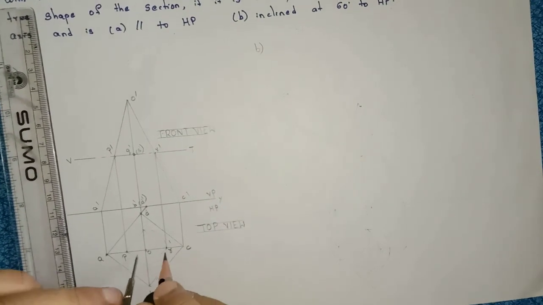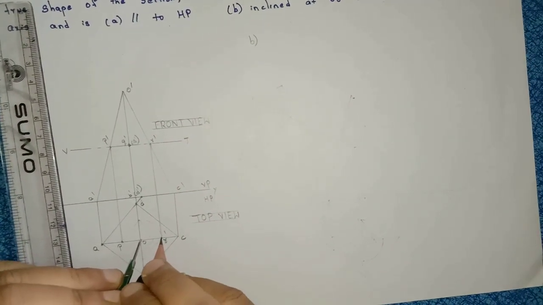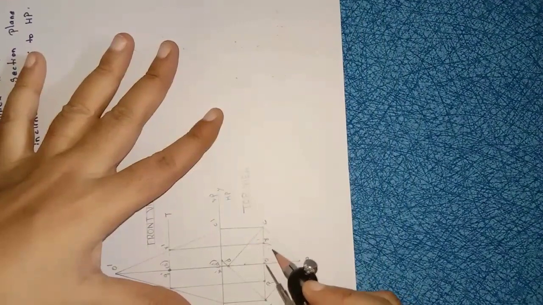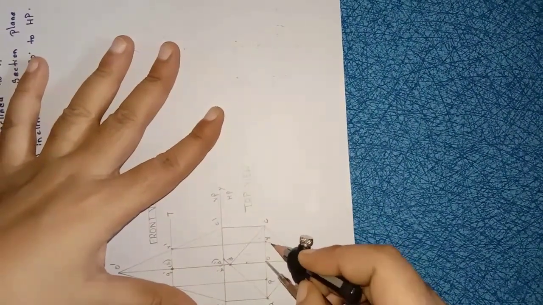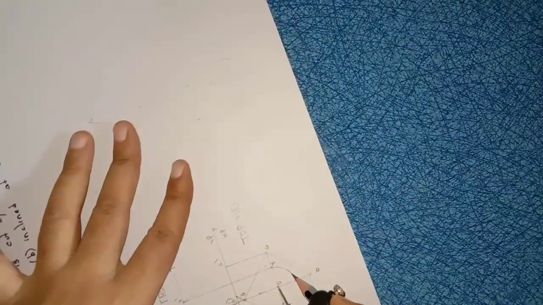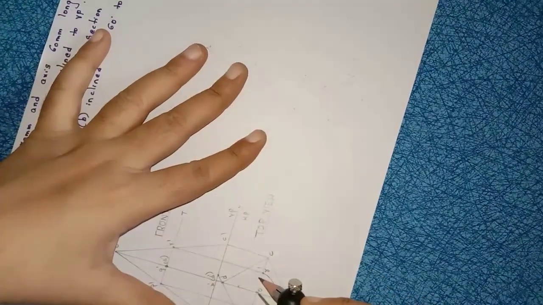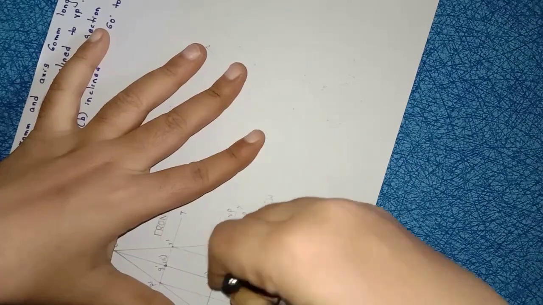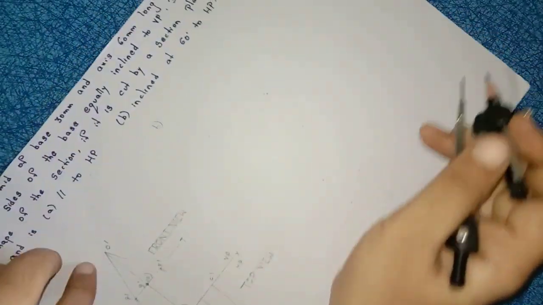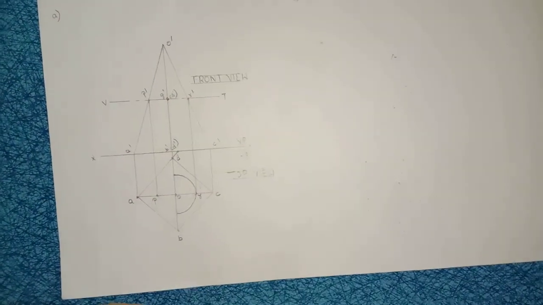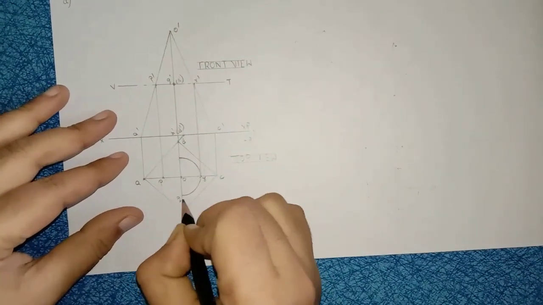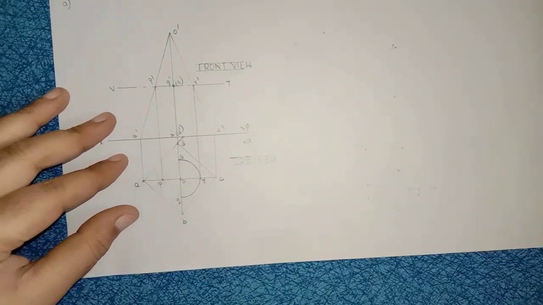Now with O as center, O1, that means OR. With O as center, OR as radius, draw an arc till this point. With O as center, OR as radius, draw an arc till this point. So you can name this point as Q, P, Q, R, and this point is S.